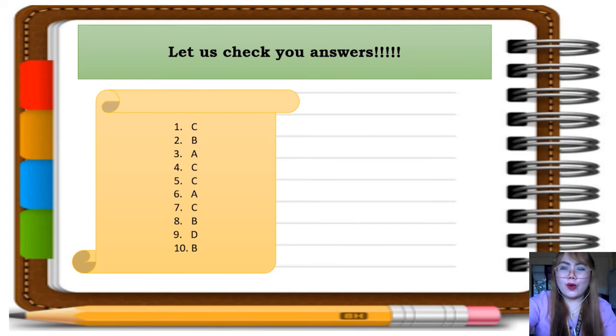Who among you got perfect? Very good! How about those students who got below the median? Good! Nothing to worry about because we still have plenty of assessments. Once again, congratulations, everyone!